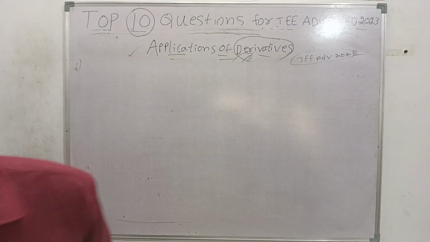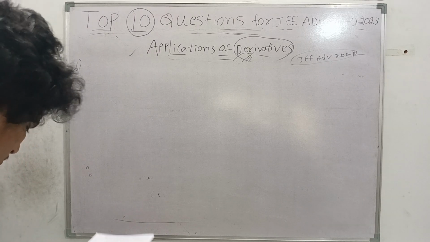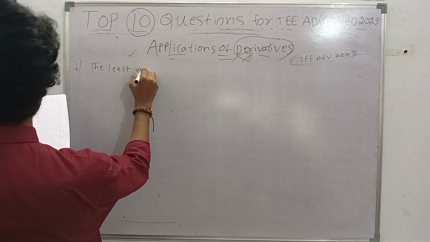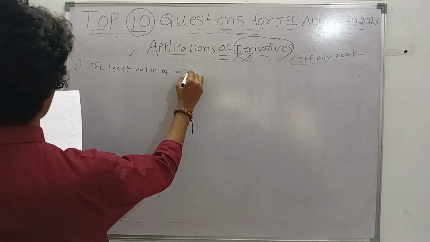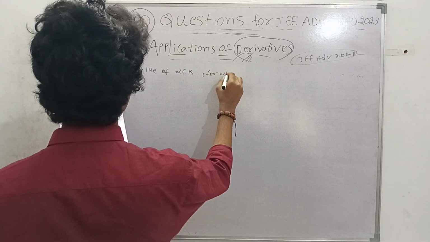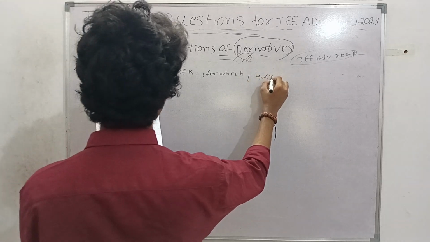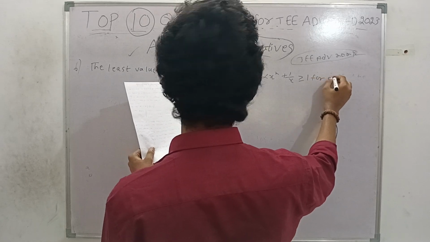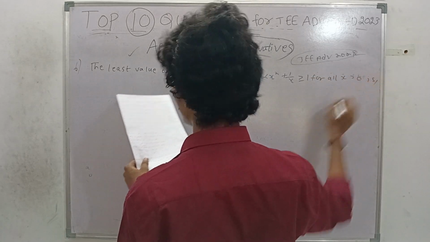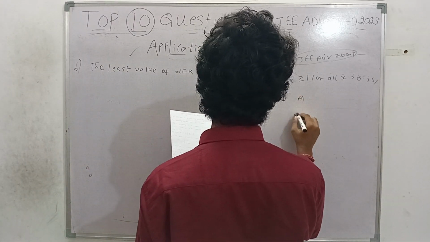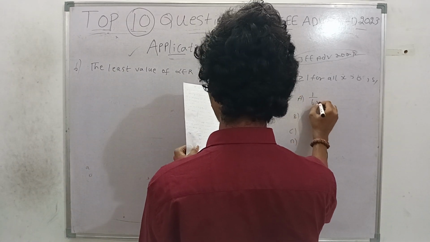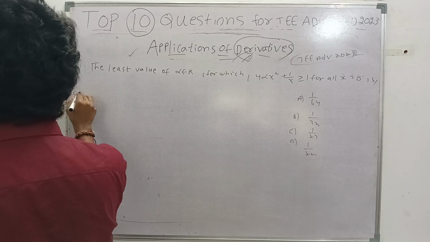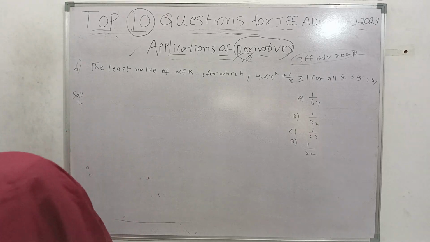Now the sixth question. The least value of alpha belonging to capital R, for which 4 alpha x square plus 1 by x is greater than or equal to 1 for all x greater than 0 is. This question is also very interesting. Option A, B, C, D: 1 by 64, 1 by 32, 1 by 27, 1 by 25. This is the sixth question, guys. Important question.